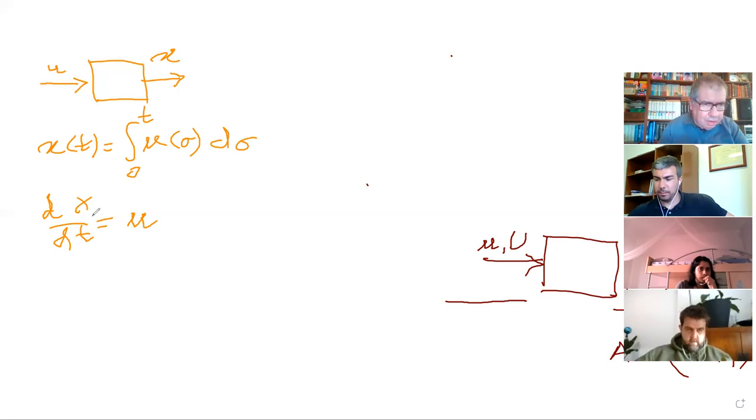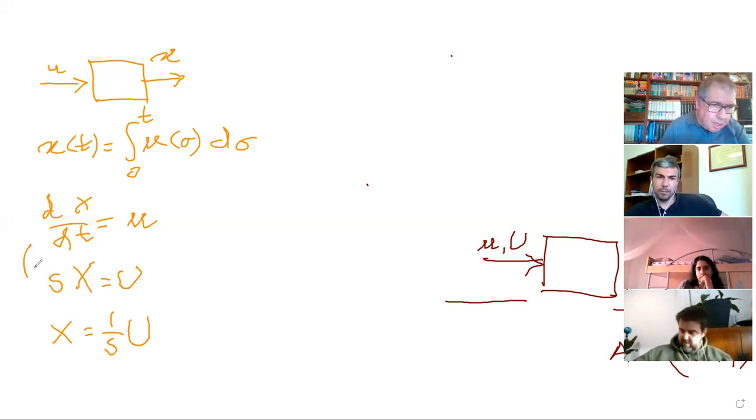So what is the effect of the derivative? You remember what we were doing? S times x equals u. So x is equal to, in terms of u, this is very difficult. You agree? Just use it algebraically. Now, once you have done this step, then things become algebra, pure algebra.